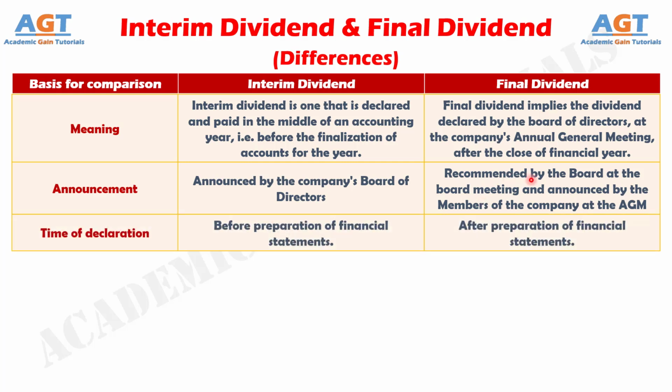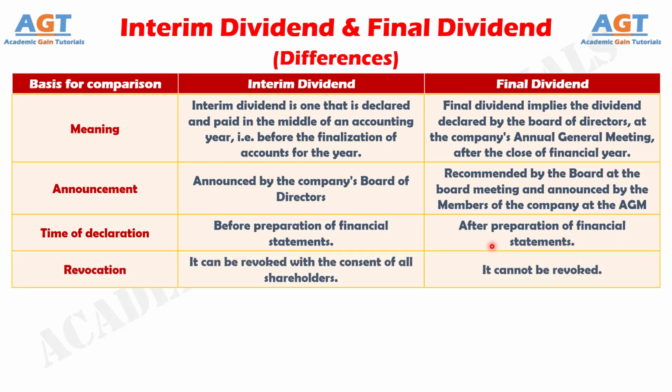Number 3. Interim dividend is declared before the finalization of accounts of the company. In contrast, final dividend is announced after the preparation of the company's financial statements. Number 4. The interim dividend can be cancelled with the consent of all shareholders, whereas once the final dividend is declared, it cannot be reversed.